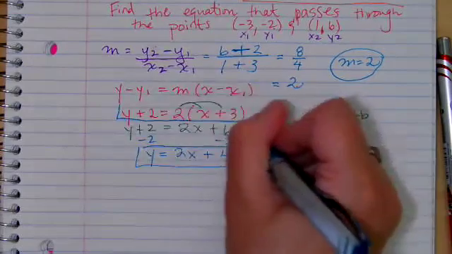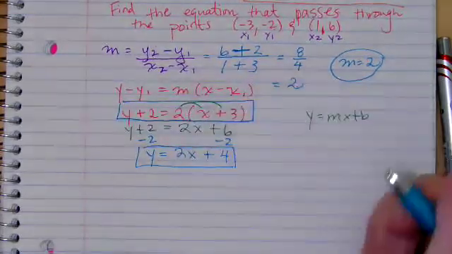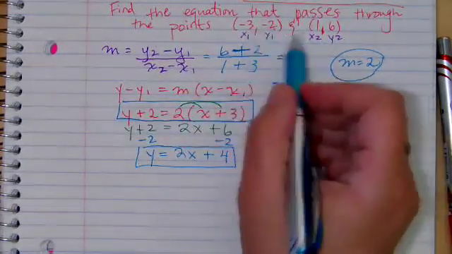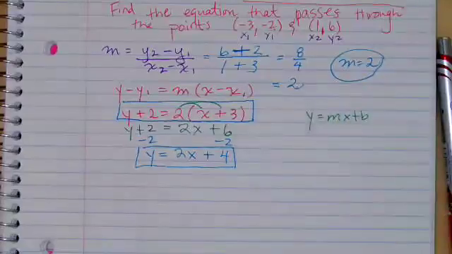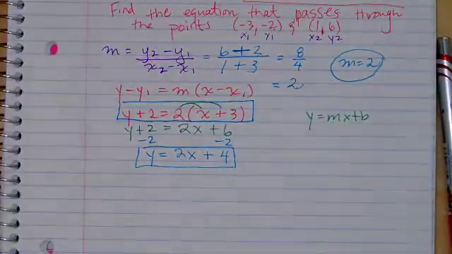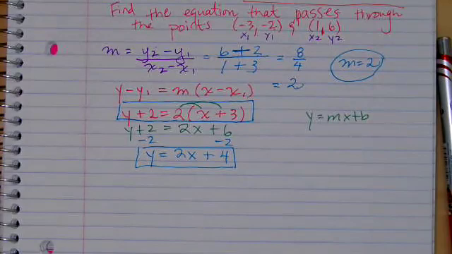This one was the point slope form, if I want it in that version. But given those 2 points, I have to first find the slope, then use the point slope form because neither one of them is the y-intercept, and we can rearrange it to get it into slope y-intercept form. Any questions?